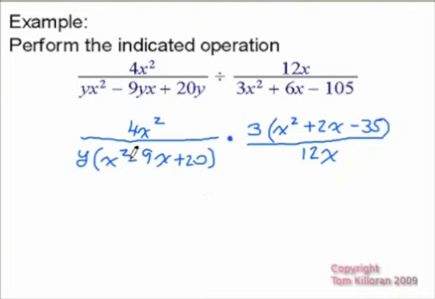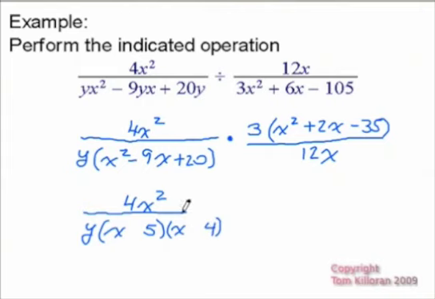But we still have to factor a few of these things, specifically these trinomials. So let's factor them. So 4x squared on the top, the y is still on the bottom. Factors of 20 that add up to 9. Well, that would be 5 and 4. And since we're adding, they have to be the same sign. And since it's a negative 9, they're both going to be minus.